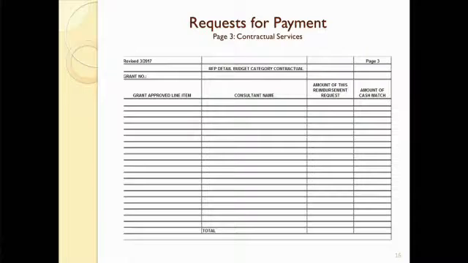Request for payment, contractual services page. Each category has its own summary sheet. This slide shows the detail for the budget category contractual services. Note that you will use the terminology from the approved line item in the grant.